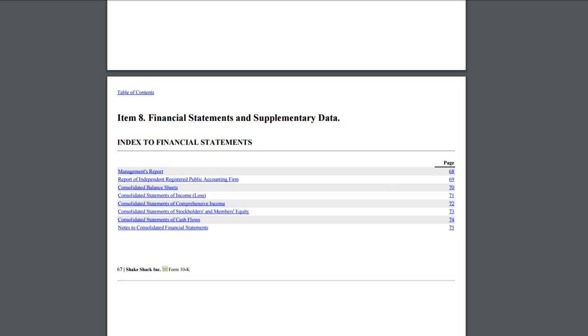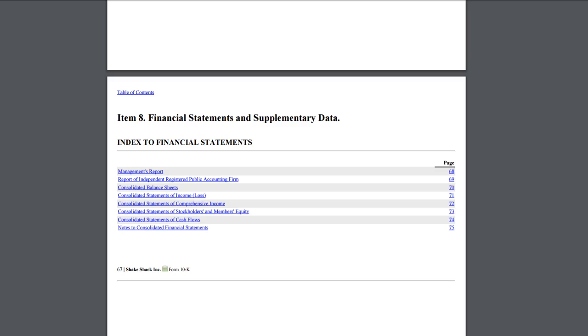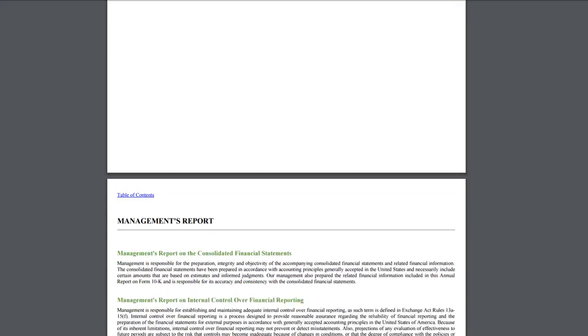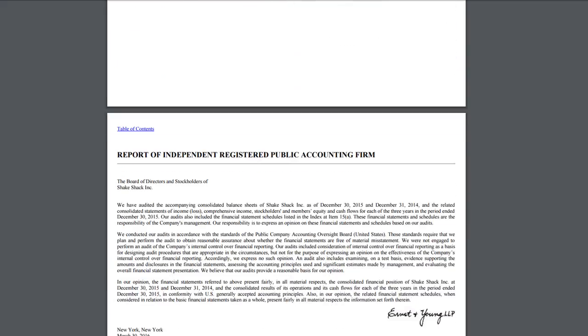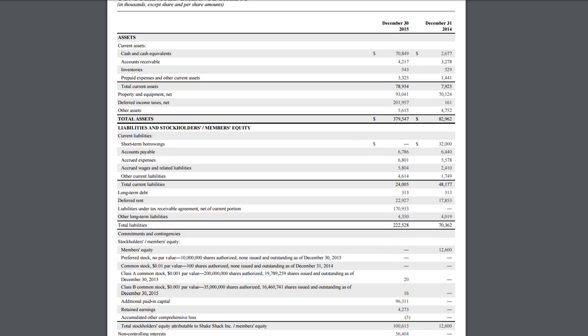But it's usually got an index, and you can link to it if you want, but we're just going to scroll down. We get a report from the management, a report from the accounting firm who checked the numbers, and then we finally get to what we are going to learn a lot about this semester, and that is the financial statements. And what we're trying to do is learn how to communicate and tell this story.